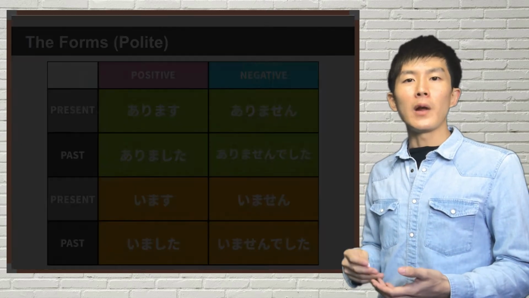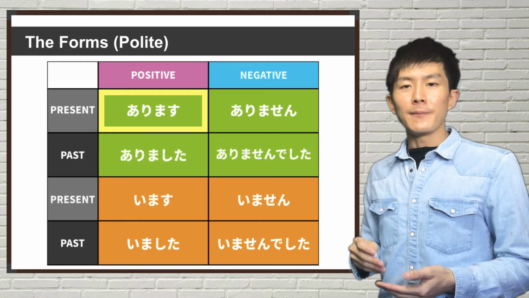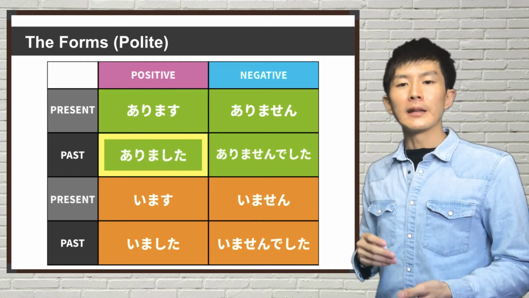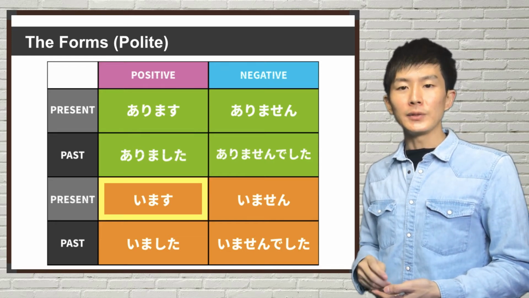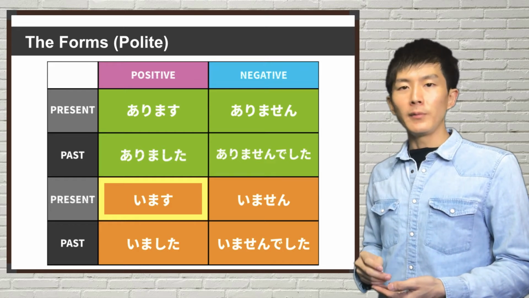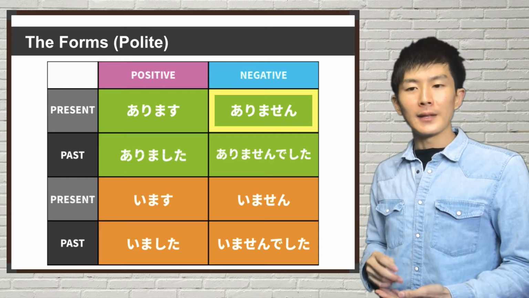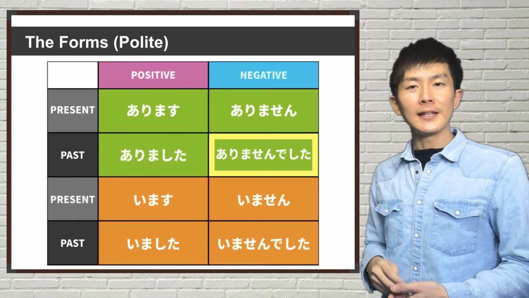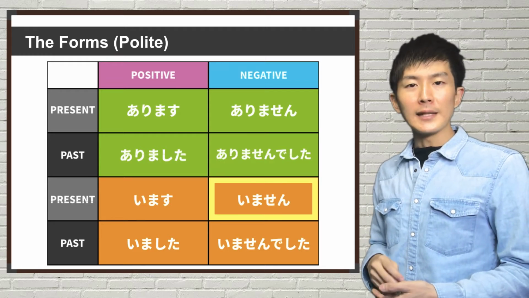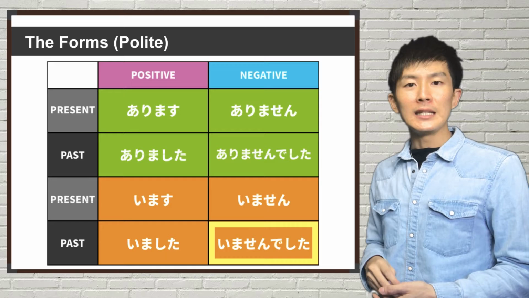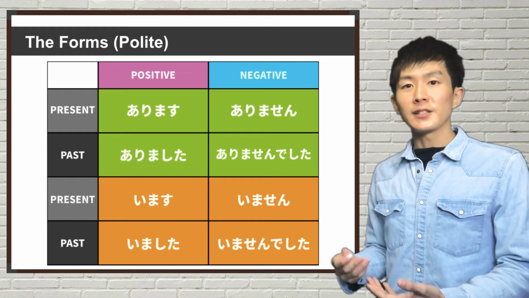Then I'm going to show you the polite forms. あります、ありました。あります is a polite form of ある。います、いました。います is a polite form of いる。ありません、ありませんでした。いません、いませんでした。So, we need to use all of them properly, so please just keep in mind.